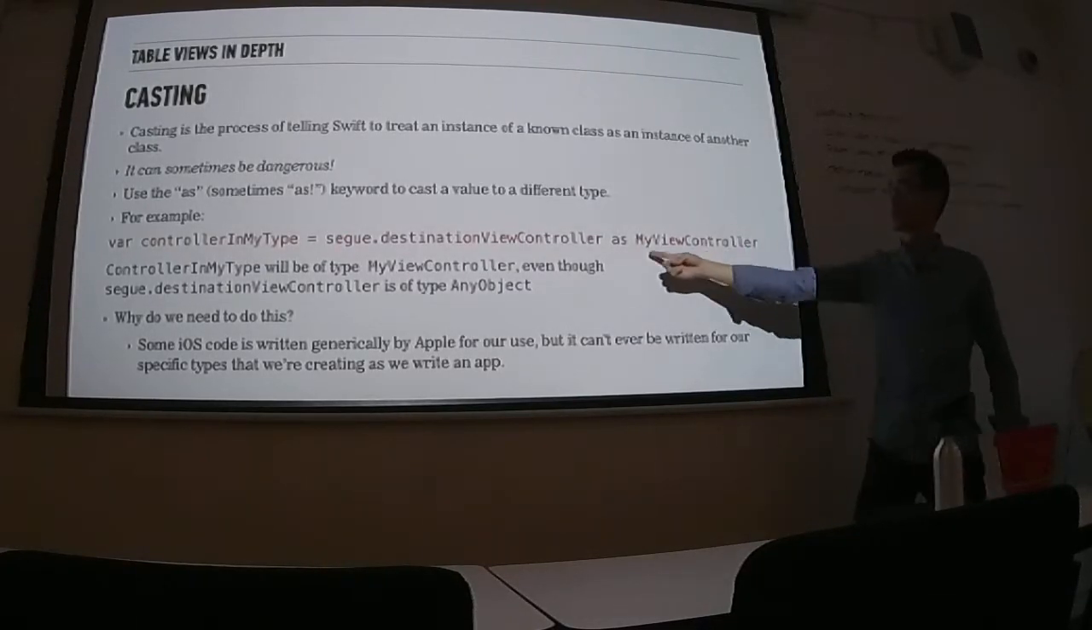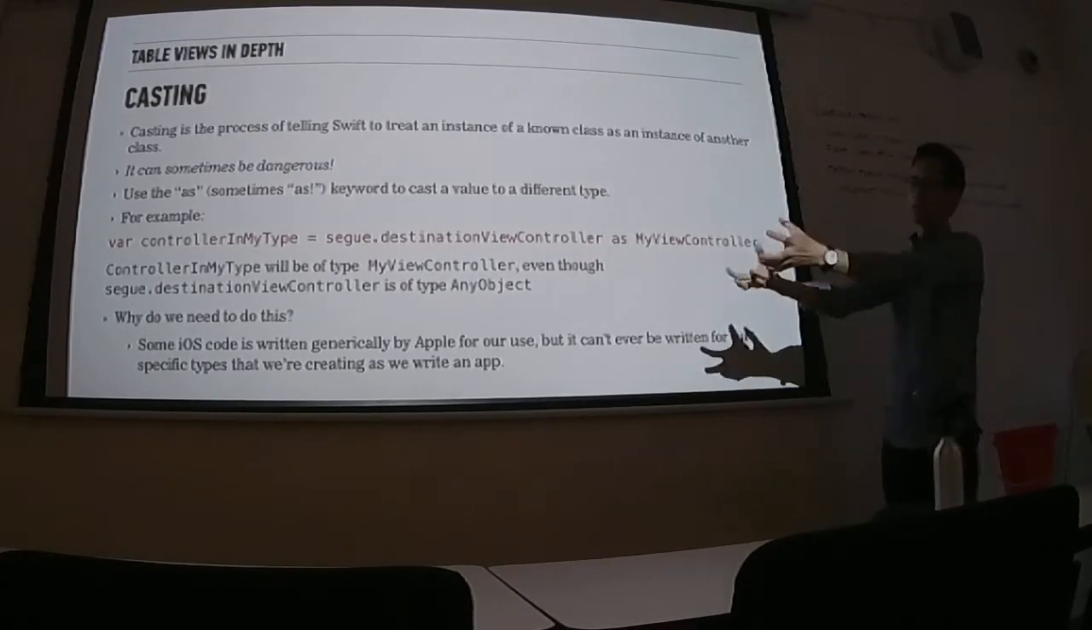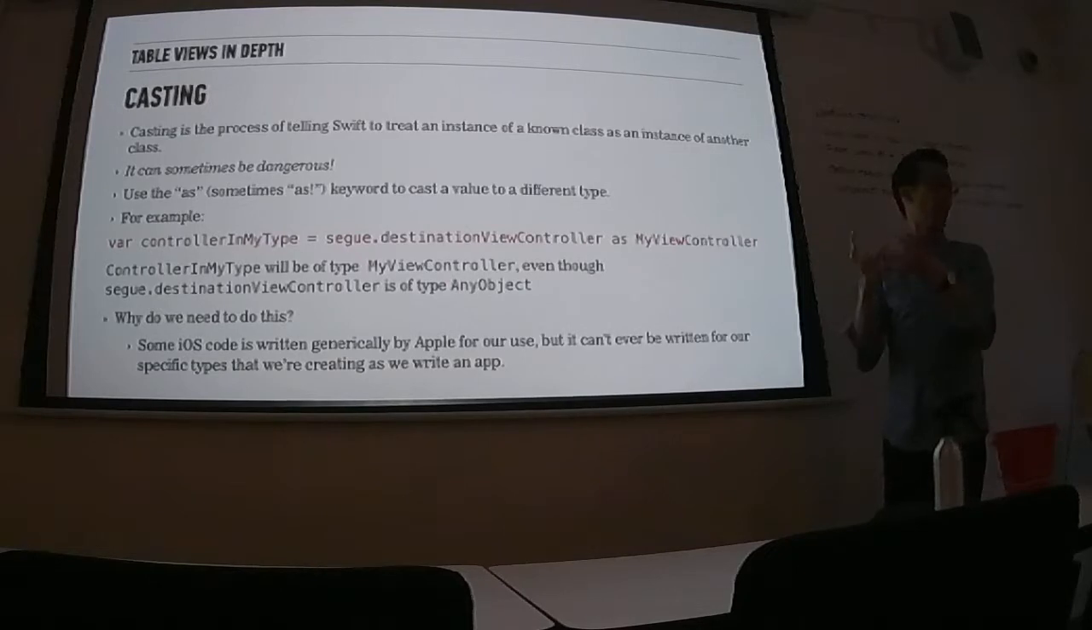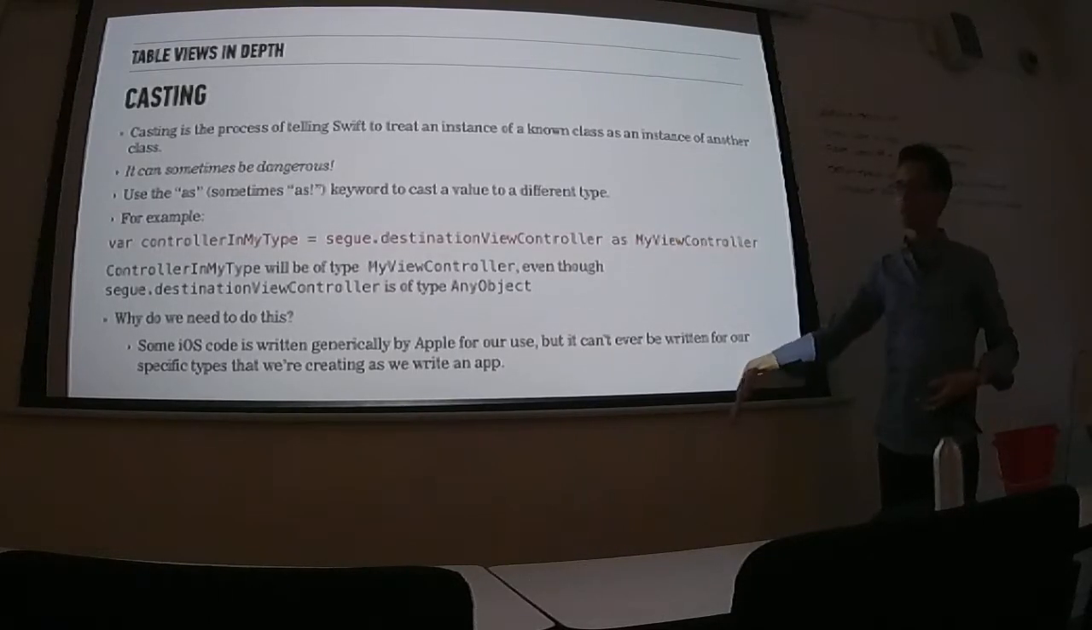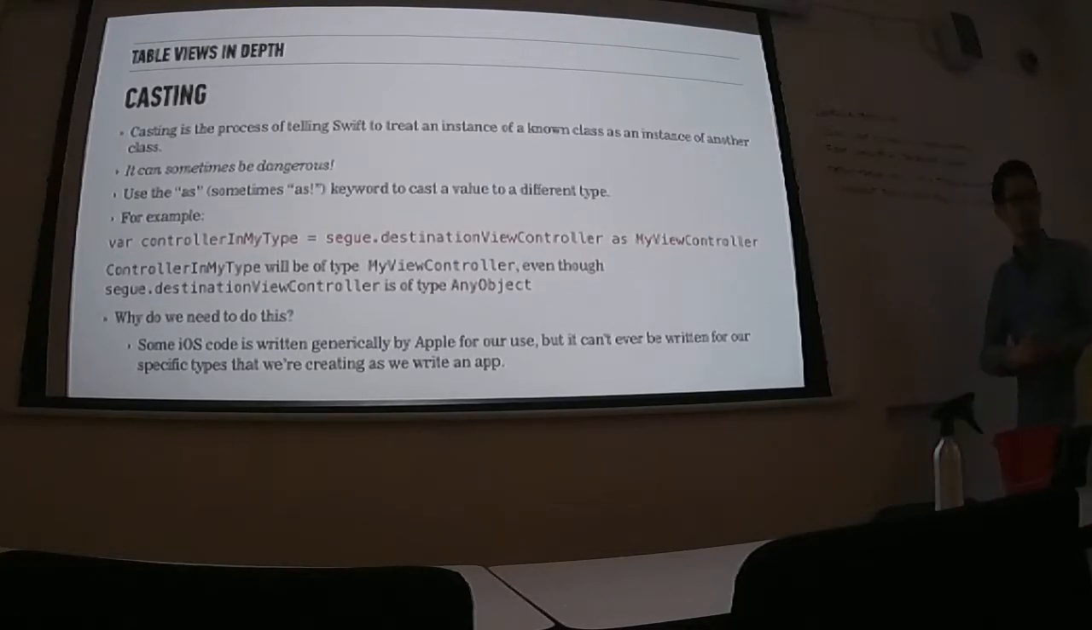So this technique right here enables us to say, give me that generic thing, Apple. Now I'm going to pretend as if it were my thing. I'm going to pretend as if it were a new dog view controller. And then after that point, you can do all the dot accessing that you want to do on an object that you define, on a class that you define.